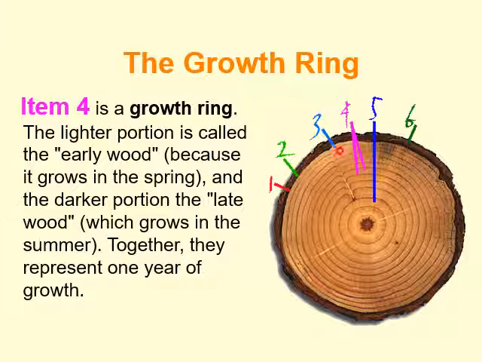Number 4 is a growth ring. It has 2 portions. It has a lighter portion. The inside of it is the lighter portion, and that is the early wood or the spring growth. And then the darker portion is the late wood or summer growth. And so those together represent 1 year of growth for a tree.